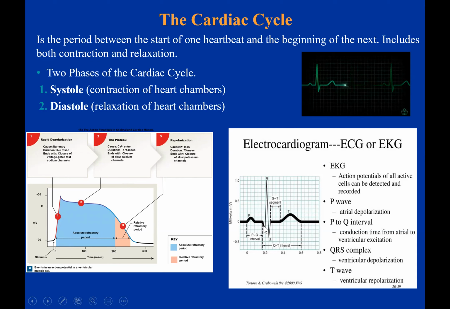PQ wave is the time from atrial to ventricular when the action potential moves to the ventricles. The QRS complex is ventricular depolarization. And then the T wave refers to the ventricular repolarization. So the electricity of the heart can be picked up in an electrocardiogram.